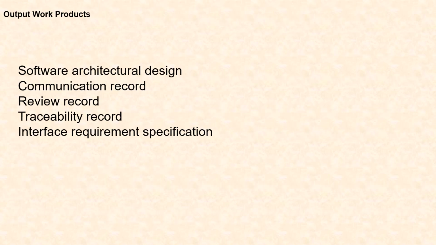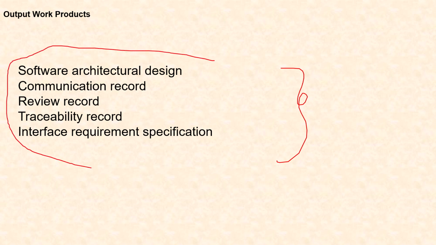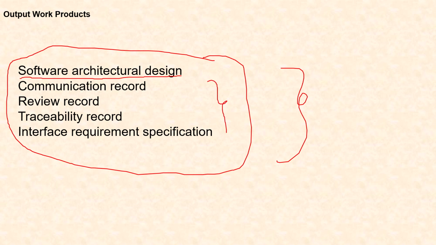Next comes the output work products. What are all these output work products? Software architectural design, communication record, review record, traceability record, and interface requirement record. So at the end of these things, the most important, the first one, is the software architectural design. Actually, because of lack of practice, in my experience, somehow these are not given much importance, but just to maintain the record, if it is a SPICE level 2 or level 3 company, all these records are meticulously maintained.